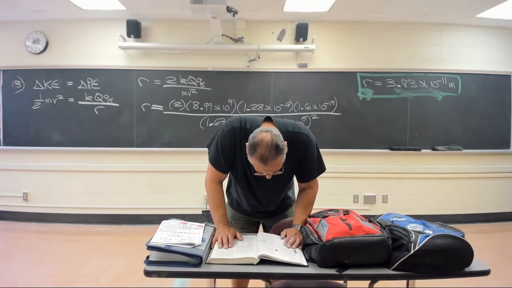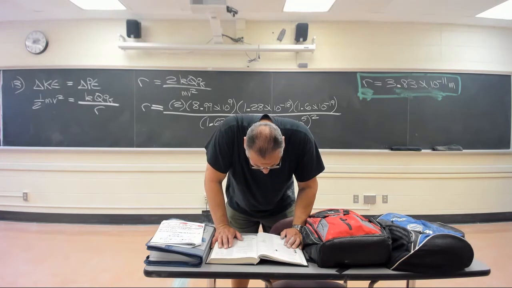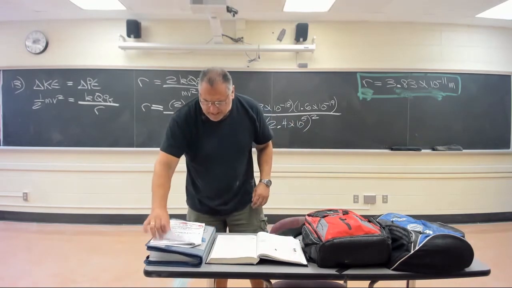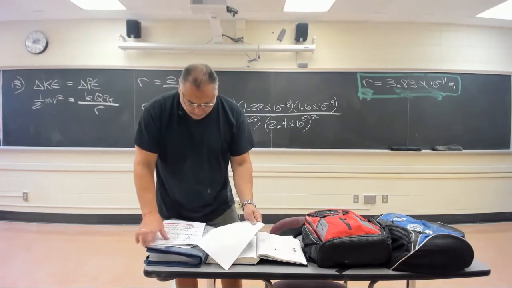A, what is the difference in electrical potential between the particle's final and initial positions? Delta V equals V sub F minus V sub I. B, what is the change in the system's electric potential energy? So that would be 18.